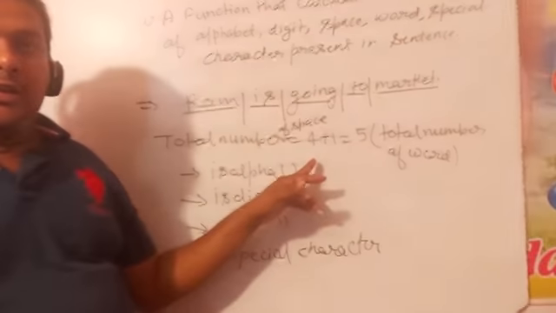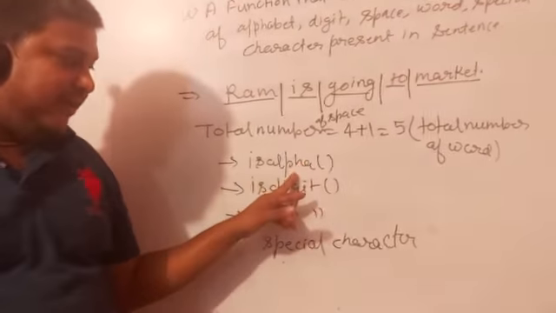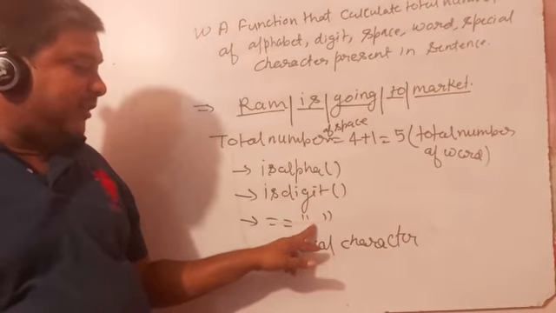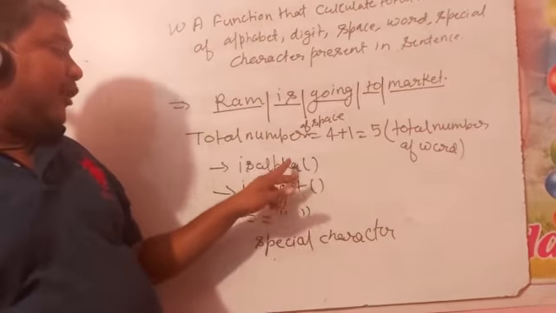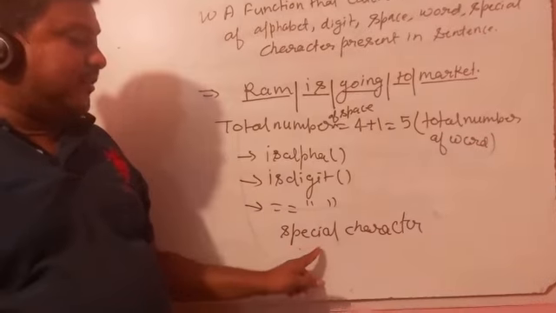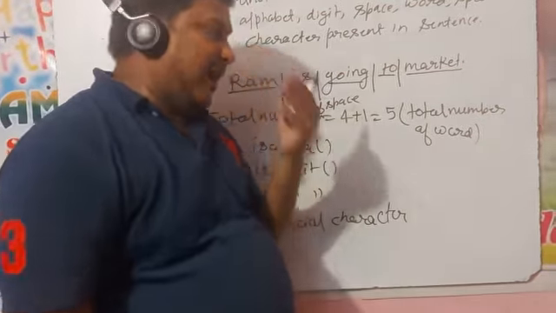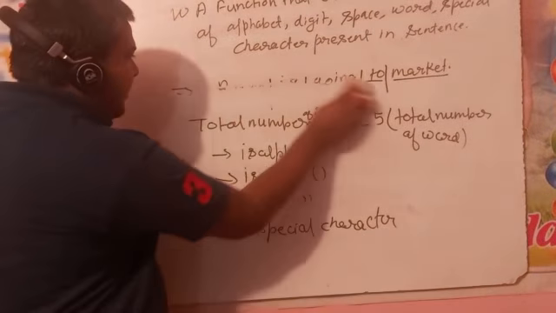How we will calculate words, how I will check how many alphabets, how many digits, how many spaces, and if these are not alphabet, digit or space, then it will come in the category of special character. So here, by using if else, I will make this program. See here how we will make it.